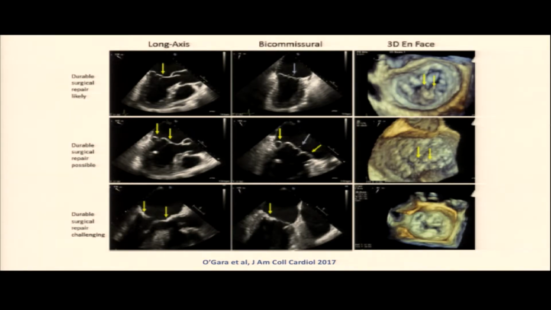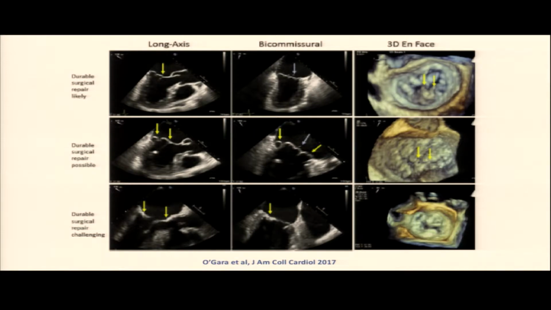In good hands, this is also a repairable valve. Now, there are multiple leaflets billowing. This is not really a Barlow's, but a forme fruste of it, as David Adams likes to say. There's annulo-valvular disjunction here, and there are a lot of segments that are abnormal. But most mitral valve repair surgeons can fix this with no problem at all.